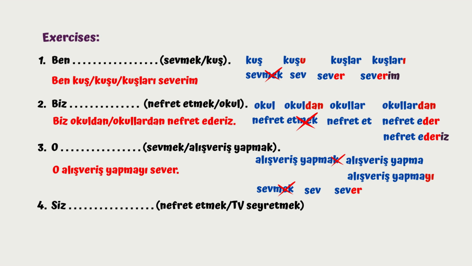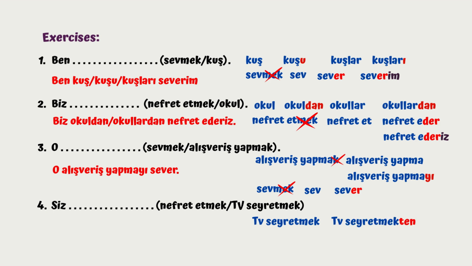So number 4, we have got siz, nefret etmek, televizyon seyretmek. So what we're gonna say is you hate watching TV. So we have nefret etmek. We don't have a noun. We have a verb, another verb, right? Televizyon seyretmek. So what happens to televizyon seyretmek? I'm going to attach den dan noun case, right? But den dan is gonna change to ten tan. And televizyon seyretmek, last vowel is e, so I'm gonna attach ten, televizyon seyretmekten.